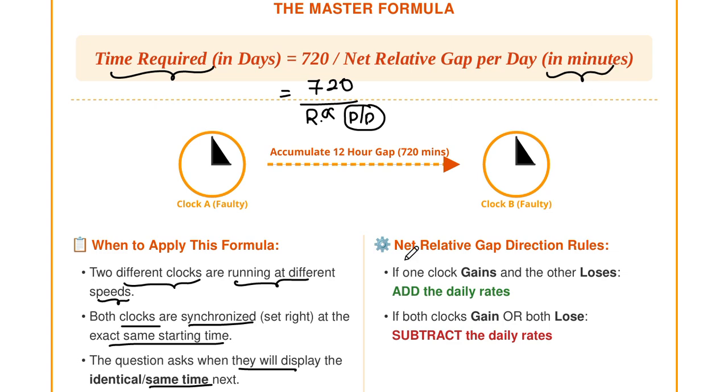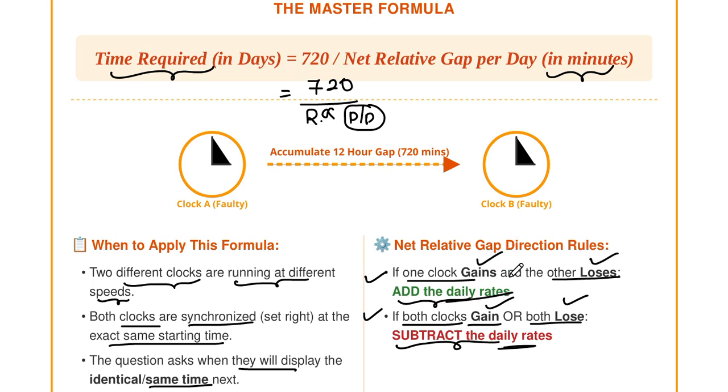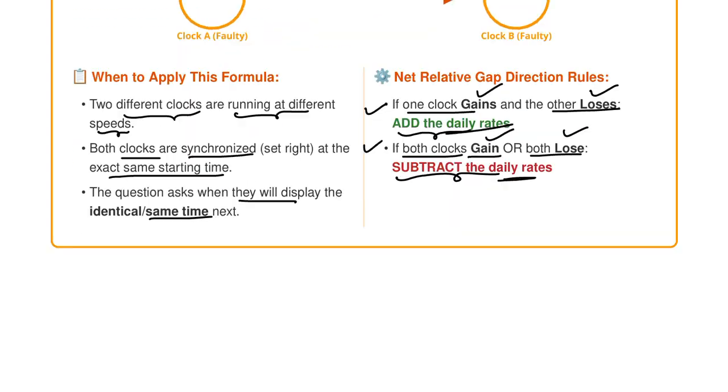Okay, look at some basic rules. If one clock gains some time and the other clock loses time, in that case we have to add the daily rates. And the second rule is, if both the clocks gain or both lose some time, in that case we have to subtract the daily rates. So the formula is very simple: 720 divided by relative gap. If both clocks gain or lose, we subtract. If it is opposite, one is gaining and one is losing, we add the daily rates. So look at the example first.